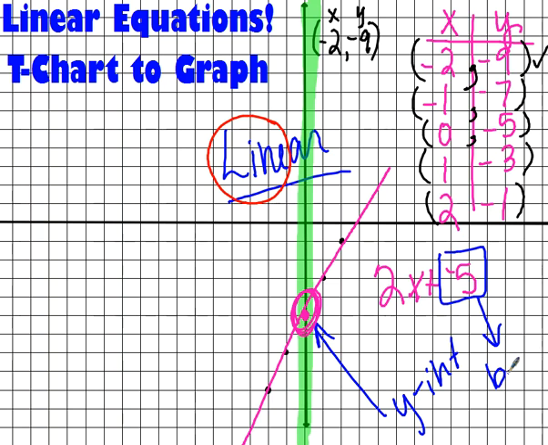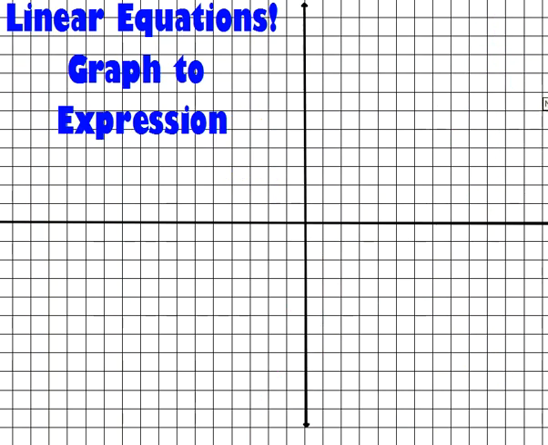So all of these things should be kind of coming together, you know, as you're looking at them. You can get the slope from the graph, you can get the slope from the t-chart, you can get the t-chart from the graph, all of those things kind of work together. Okay? So we're going to go from graph to expression. And I'm going to put a graph up here. We're going to do a couple of them so you can kind of tell what's happening. Okay? So we'll start here.